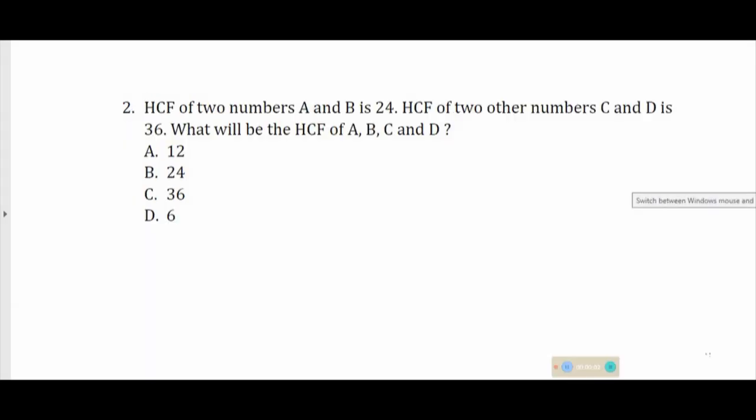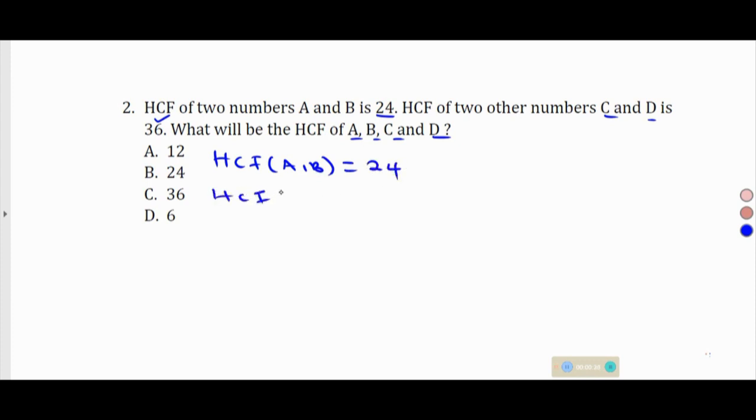Question number 2 says, the highest common factor of two numbers A and B is simply 24, and the highest common factor of other two numbers C and D is 36. What will be the highest common factor of A, B, C, and D? Looking at the given information, we have the highest common factor of A and B, which is 24. We have the highest common factor of C and D, which is 36.